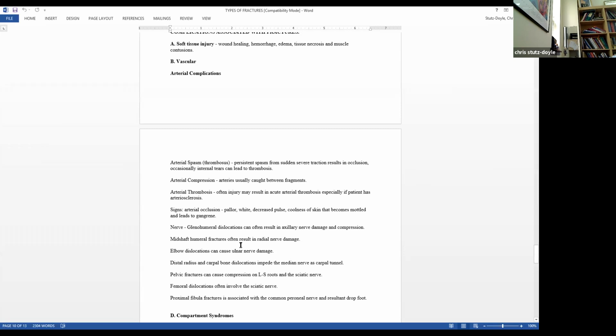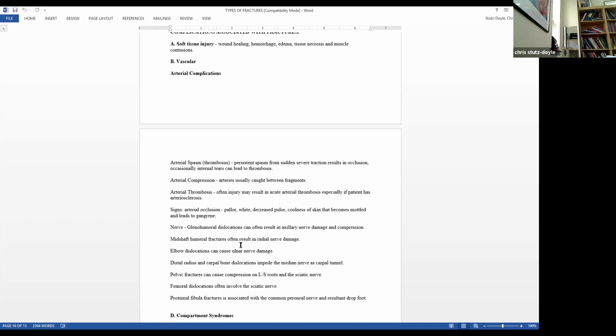Mid-shaft humeral fractures will also result in radial nerve damage. If you have radial nerve damage, then you'll wind up with hand deformity, which would be wrist drop, and all your extensors would be affected. Elbow dislocations can result in ulnar nerve damage. Ulnar nerve damage is going to result in problems with grip. Remember that. Your grip strength, and the ulnar nerve innervates your flexors as well as the intrinsics of the hand.